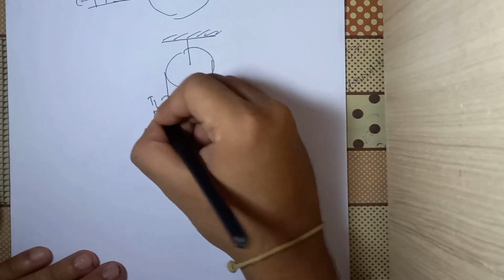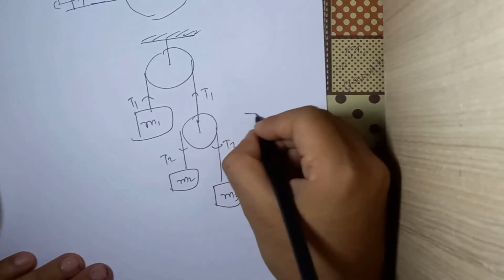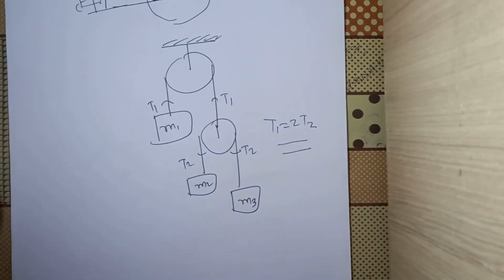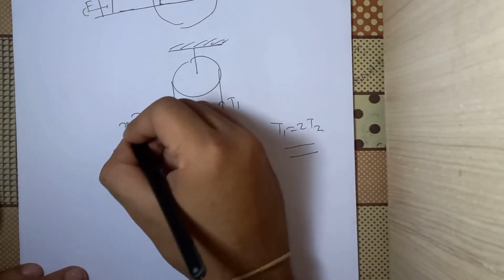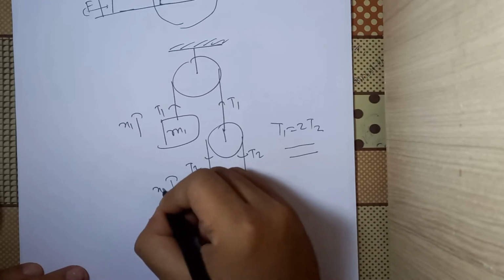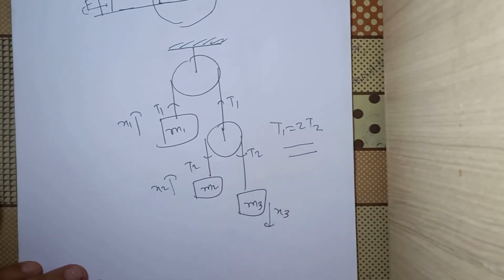So let us first write the tension. This is T1, T1, this was T2, this was T2. I know that T1 should be equal to 2T2. Now what I'll do is, I'll assume the directions of the motion for m1, m2 and m3. So let us say that m1 is moving by some distance x1 upwards. Let's say that m2 is moving by some distance x2 upwards. And let's say that m3 is moving by some distance x3 downwards.